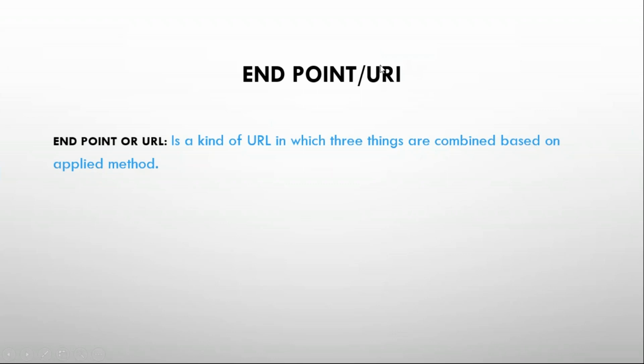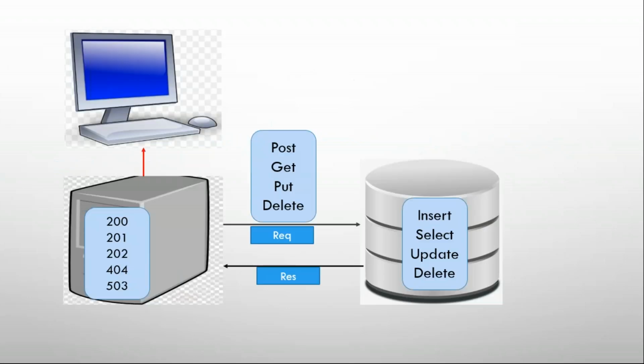See, this is the URI, endpoint or URI. So what is endpoint or URI? It is a similar kind of URL in which three things are combined, based on which method I am going to apply. Like if I am going to apply post method, then, as I told you, three things are combined. So in this, only two things are combined.